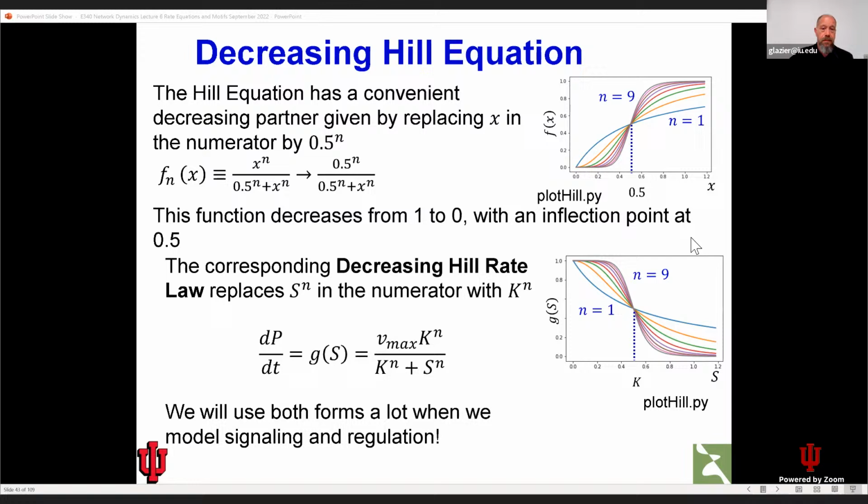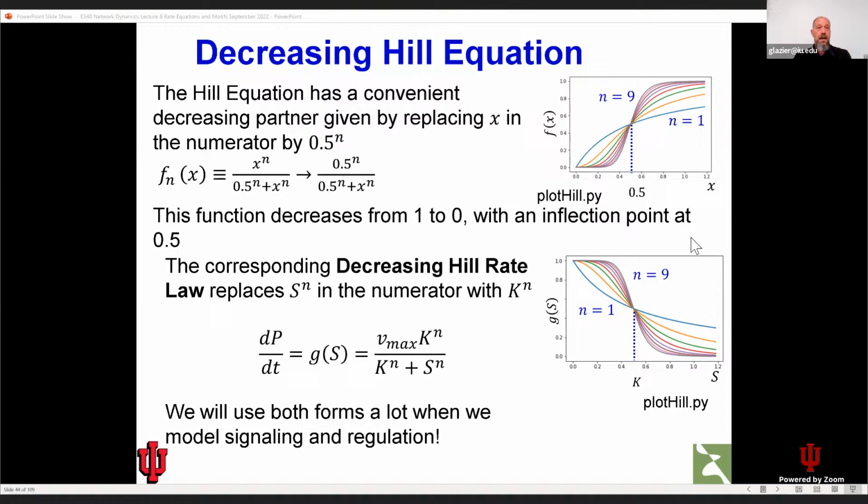Okay. One nice thing about this functional form, x to the n over 0.5 to the n plus x to the n, is that if I replace x in the numerator by 0.5, or alternatively replace s in the numerator by k, then I get a sigmoid that's decreasing. So now if x is zero, my value is one. It's still a half when x is a half, or a half when s is k. And now it goes to zero instead of to one as s gets large.